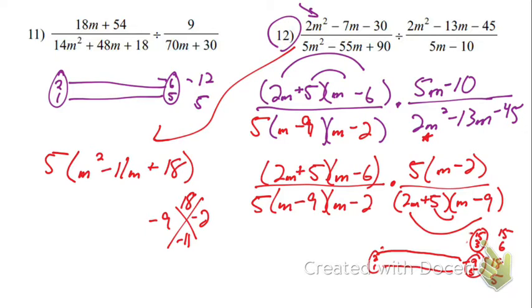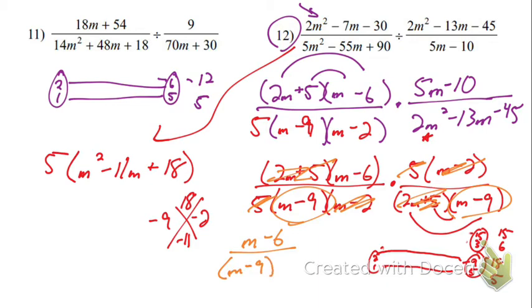And now I can start getting rid of some stuff here. So I'm going to get my orange back. Here we go. 2m plus 5, 2m plus 5. m minus 2, 5, 5. Now these are both on the same side, so they don't go away. My m minus 6 is on top. My bottom is going to be m minus 9 times m minus 9. Or you could, if you want to, write m minus 6 over m minus 9 squared.